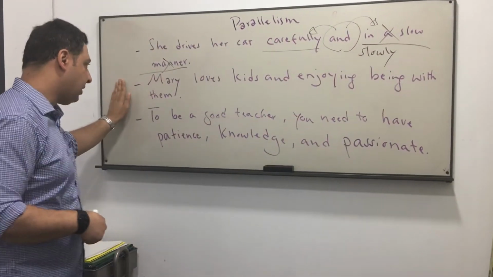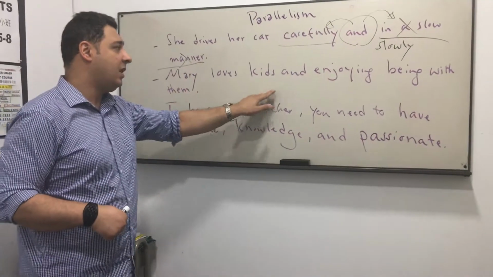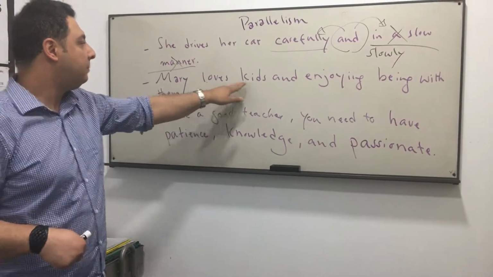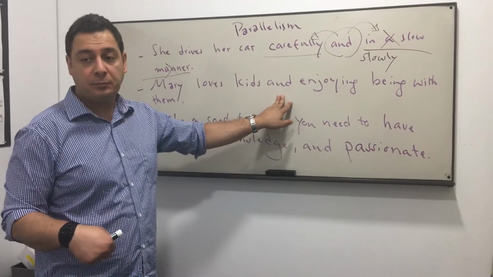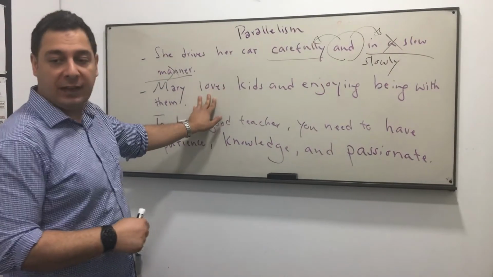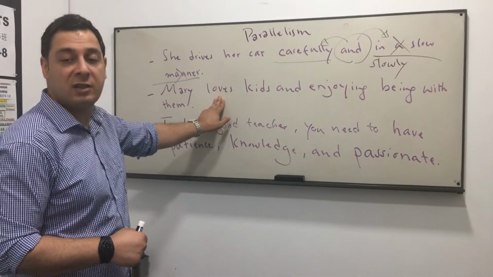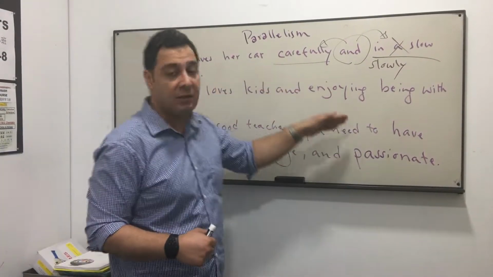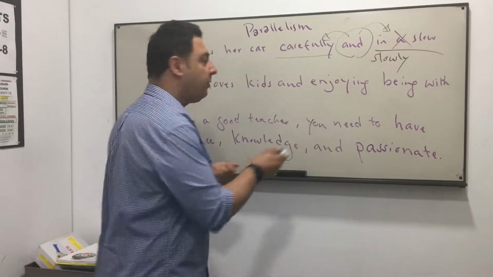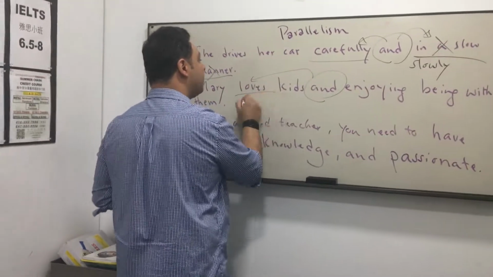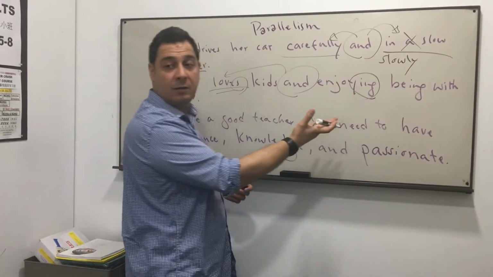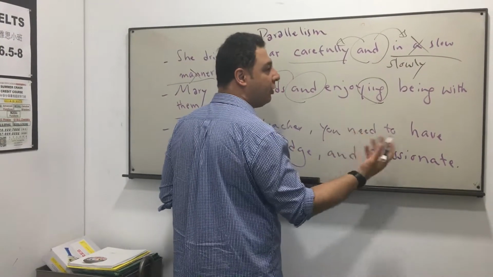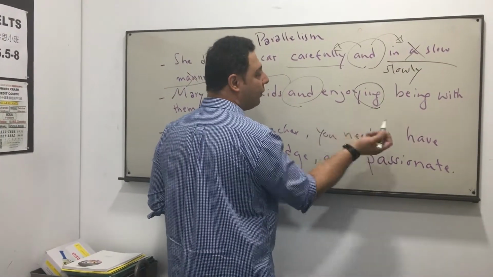Let's take a look at the second sentence here. Mary loves kids and enjoying being with them. So Mary loves kids and enjoys. Very good. Look at the tense here, look at the verb here. It's loves, simple present tense. So you need the same tense on the other side, after and, right? So it's loves, and then it's gerund form. It's progressive. We don't need any continuous or progressive or gerund or participle verb here.